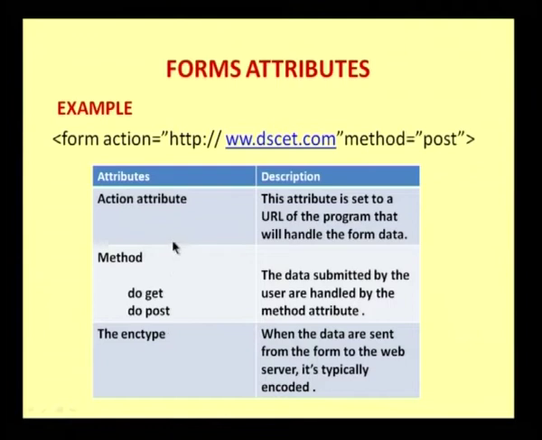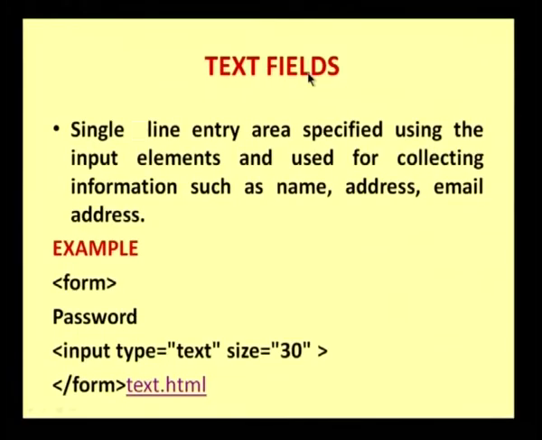So, there are three basic attributes used in form: action, method, and ENCTYPE, that is encoding type. A method can be doGet or doPost. Let us see what are all the form controls or form elements. We have several form controls: text fields or text boxes, password boxes, radio buttons, scroll lists, check boxes, submit and reset buttons. First, we are going to see the text boxes, otherwise named as text fields.